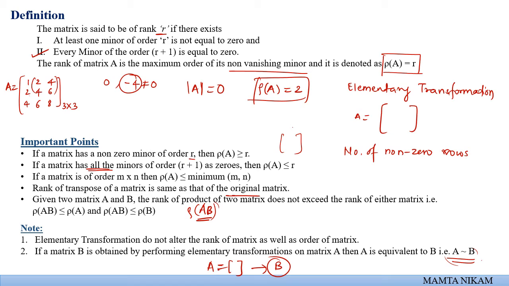Now, performing elementary transformations, there are two methods by which we can reduce the matrix. The first is reducing the matrix to echelon form, and the other is reducing the matrix to normal form. Both methods can give us the rank of a matrix. So, first, reducing to echelon form.